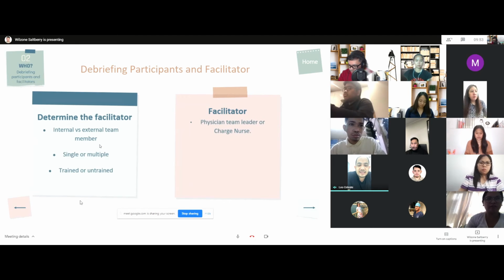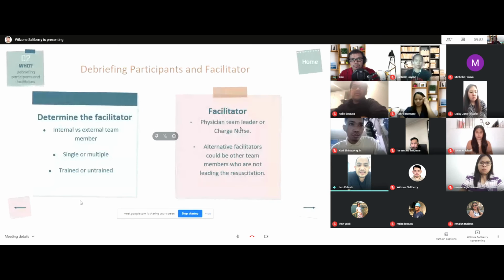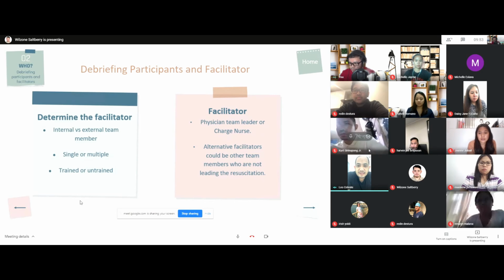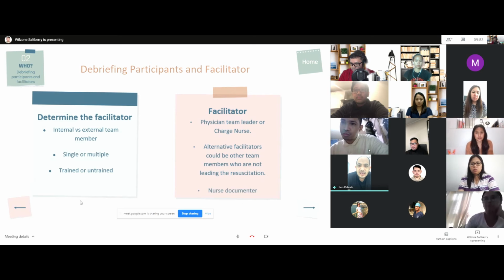And for the facilitators, they can be external or internal members, single or multiple, and trained or untrained. Facilitators can be the physician, team leaders, or charge nurse, and alternate facilitators could be other team members who are not leading the resuscitation. For the facilitator, the nurse documenter during the code is often a good choice to facilitate or co-facilitate the debriefing because they can share knowledge of when medications were administered or other critical actions were performed.